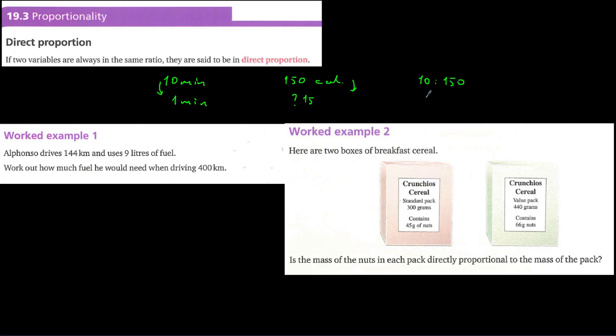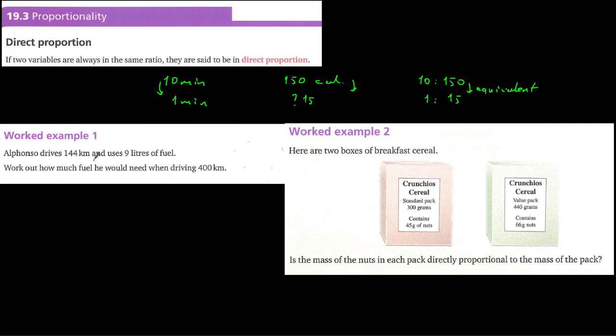This is the first one. And the second one, which is the equivalent ratio, 1 to 15, so they are equivalent to each other. For direct proportion, generally we are using equivalent proportions. And let's see this one in the exercises.